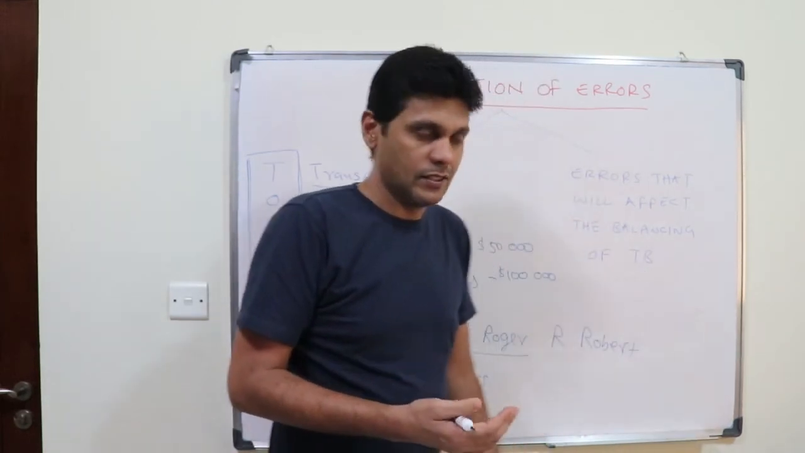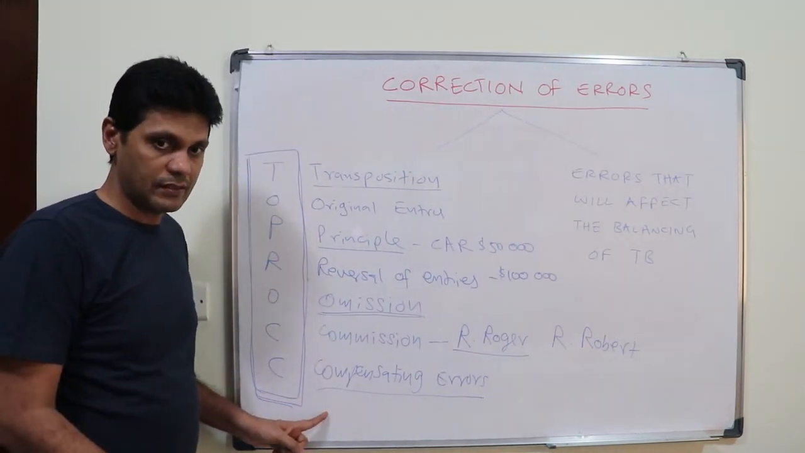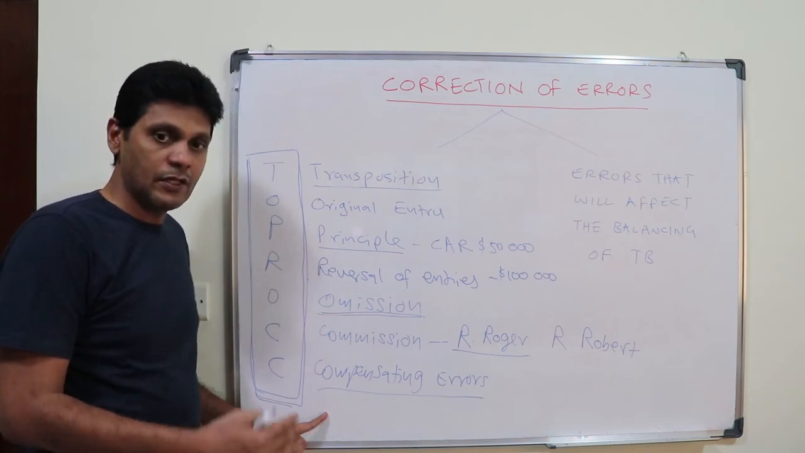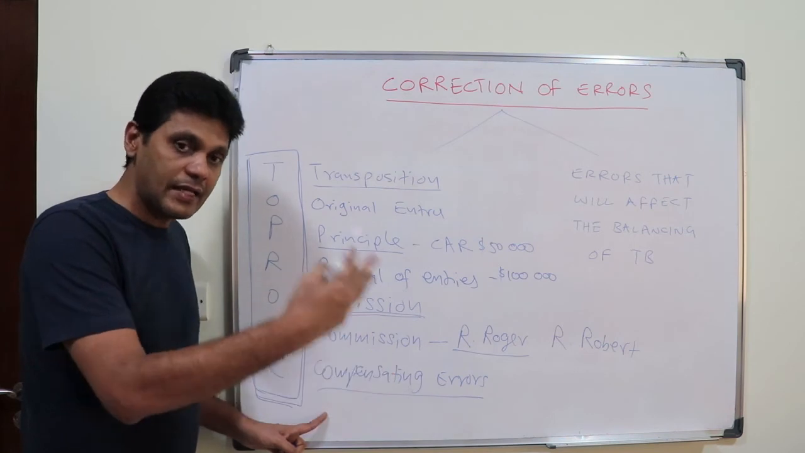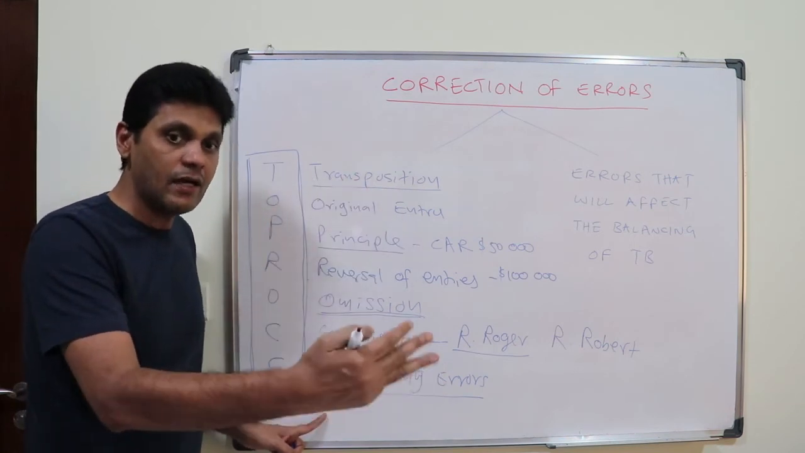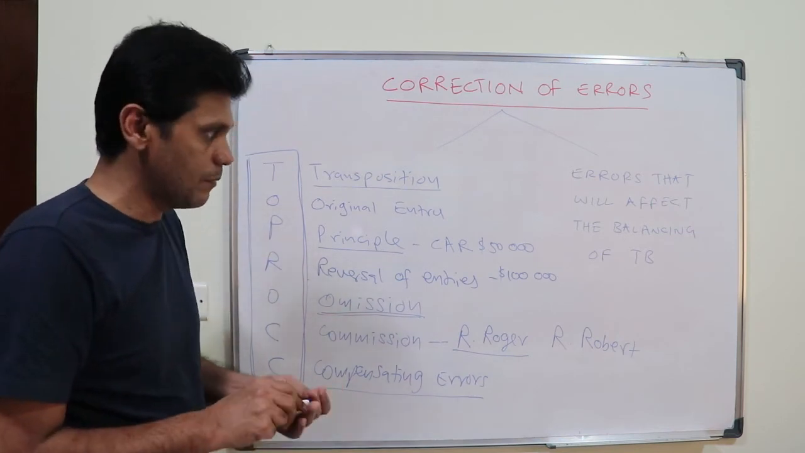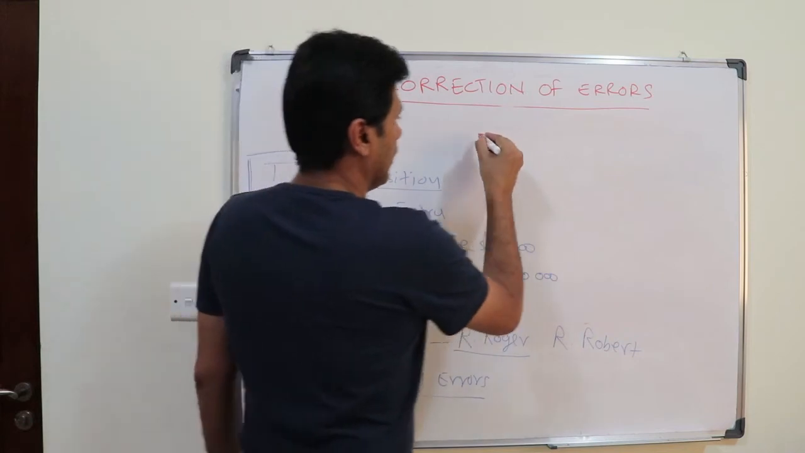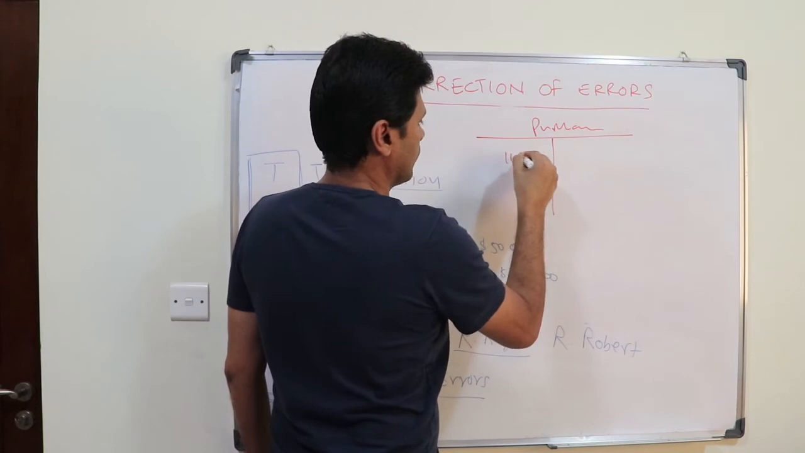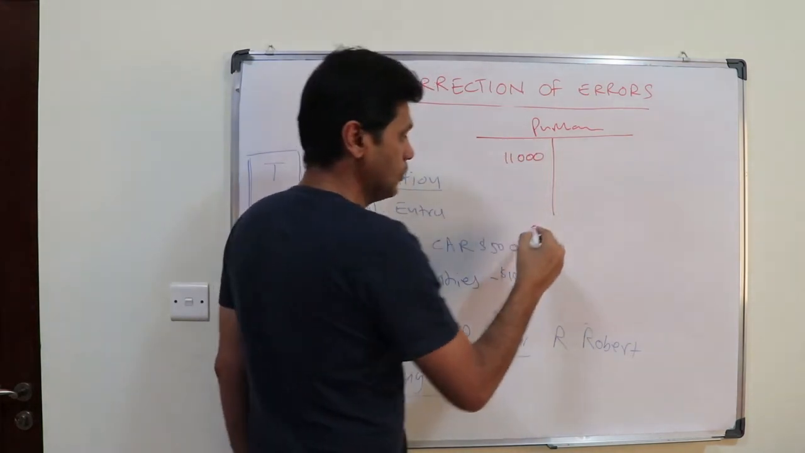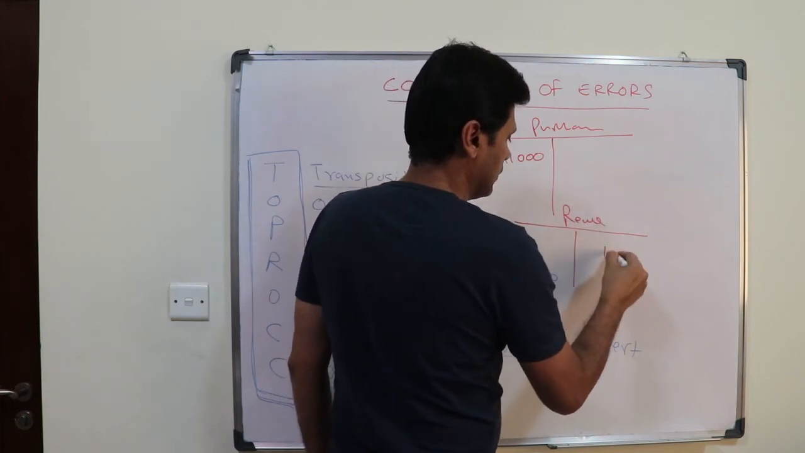You understand? So what is a compensating error? Compensating error means you made a mistake. There is an error, so that error will be compensated by another error. You understand? For example, let's take an example. Let's say you have purchases amounting to 11,000, and also you have a revenue of 13,000.